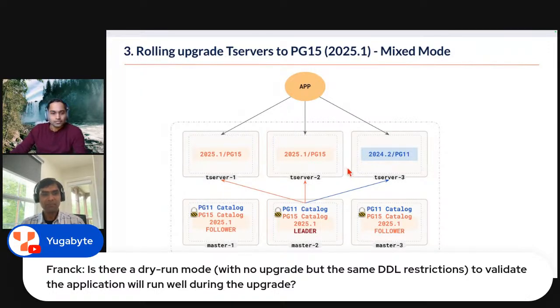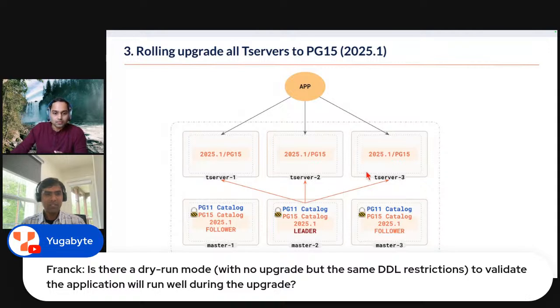There's a question from Frank. Is there a dry run mode with no upgrade but the same DDL restriction to validate the application? That's a good option. If we don't have it today, we could add it. I mean, we can just give you a flag to do that. It's not too hard to do. But yeah, that is great feedback. I think we can expose it very easily.